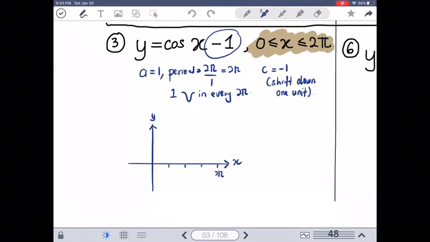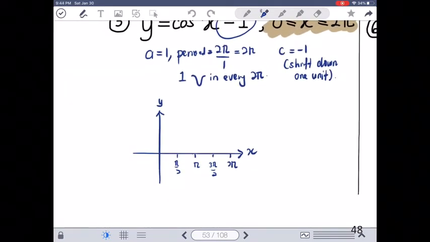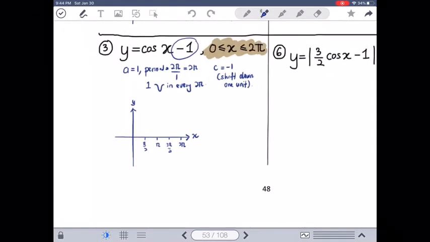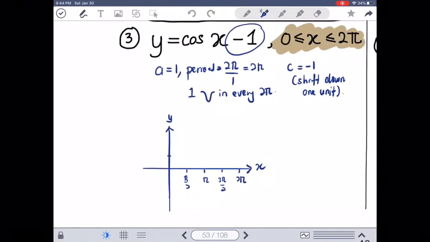So this is 2 pi, pi, 3 pi over 2, pi over 2. Okay. Since we are going to shift down 1 unit, maybe we could label the y-axis to be 1, 2, -1, -2, and we draw the graph.